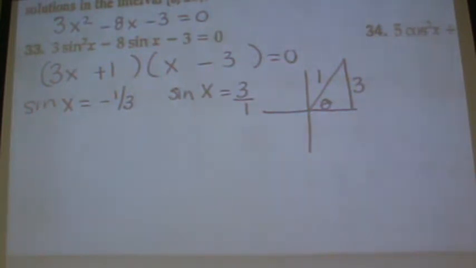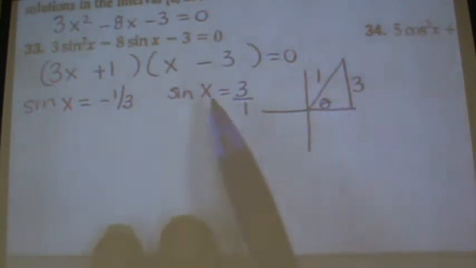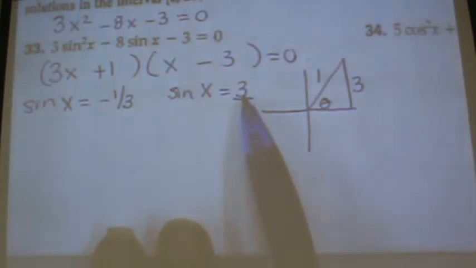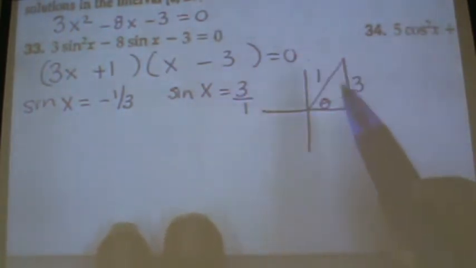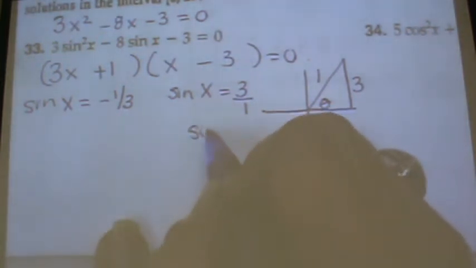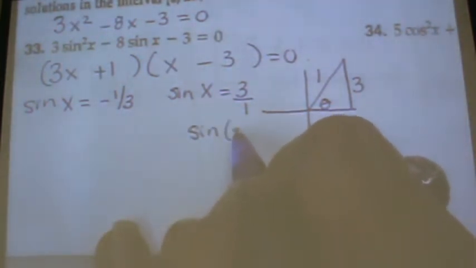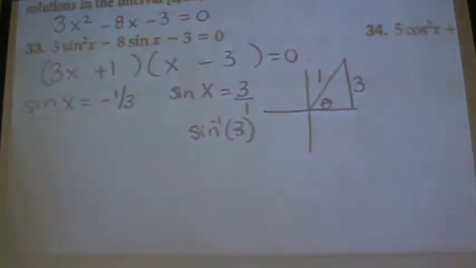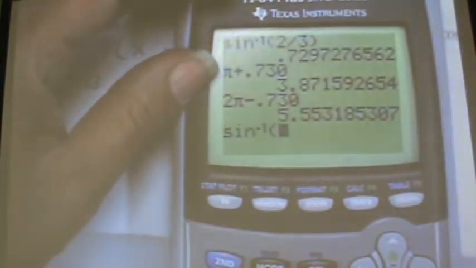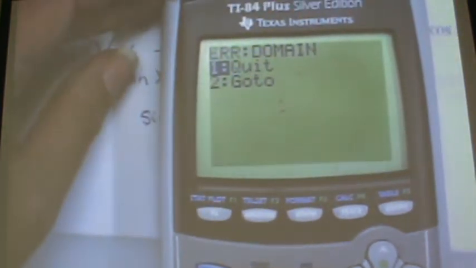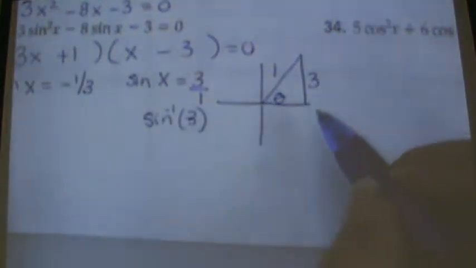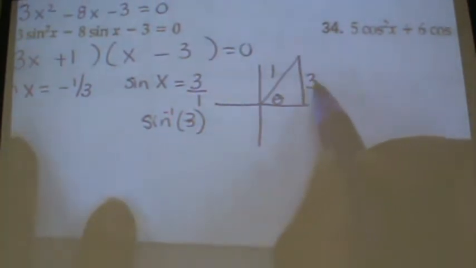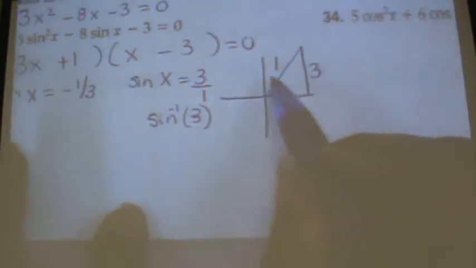That's not why. Because the hypotenuse is smaller than the edge. Very good. Whenever you're doing a sine and cosine problem, if the absolute value of this number is greater than 1, it's not possible. If you were to hit inverse sine 3 on your calculator, you would get a domain error. I'll show you. Error. And the reason is you can't have this triangle. Your opposite side and your hypotenuse can't be like that.